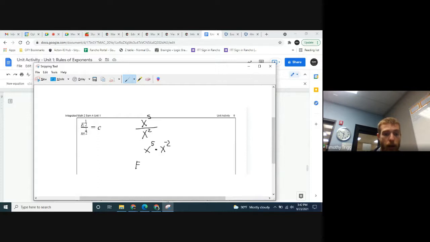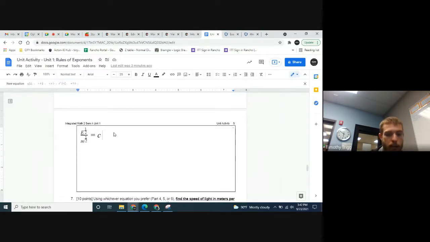So in other words, when we see this one here, we can rewrite this as e to the 1/2 times m to the -1/2. Again, pulling that power from the denominator will make it a negative exponent. So that's what we're going to write, equals c. So that's what we're going to write for this one. So let's go ahead and press enter, enter, and let's do a new equation.